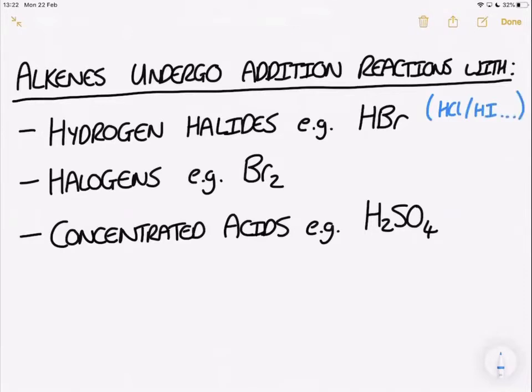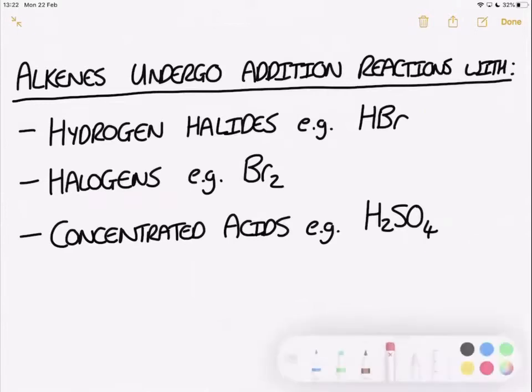HBr is the one I've chosen as my principal example in this lesson and in the next lesson because it is the one that is referenced in the AQA A-level chemistry specification. So hydrogen halides refers to things like hydrogen bromide, hydrogen chloride, hydrogen iodide, and so on.